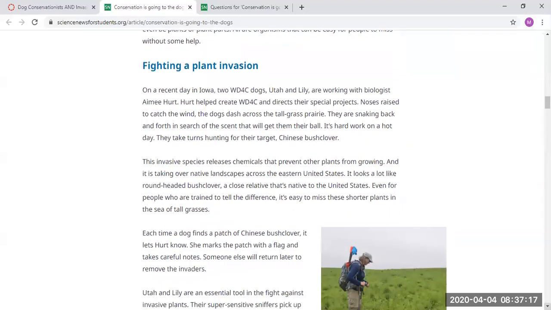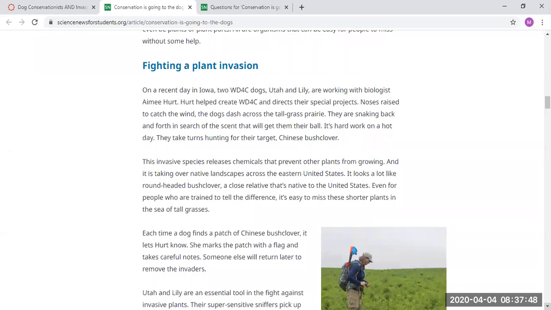Fighting a plant invasion. On a recent day in Iowa, 2 WD4C dogs, Utah and Lily, are working with biologist Amy Hurt. Hurt helped create WD4C and directs their special projects. Noses raised to catch the wind, the dogs dash across the tall grass prairie. They are snaking back and forth in search of the scent that will get them their ball. It's hard work on a hot day.